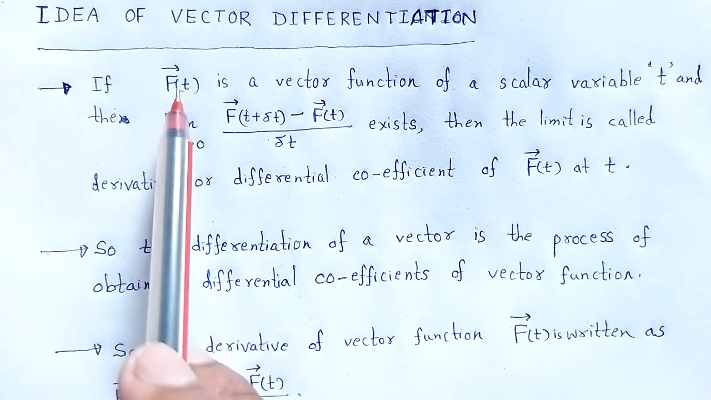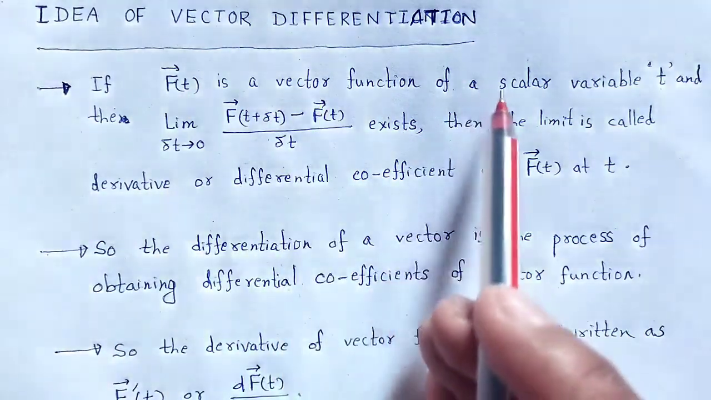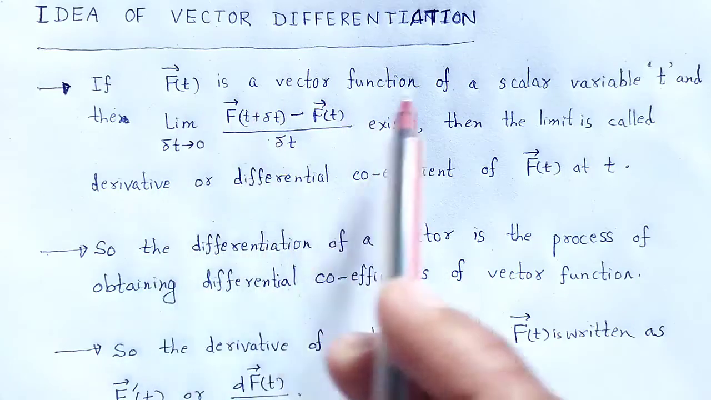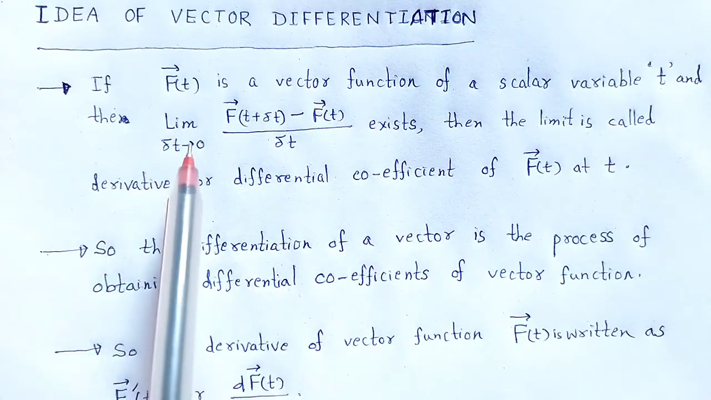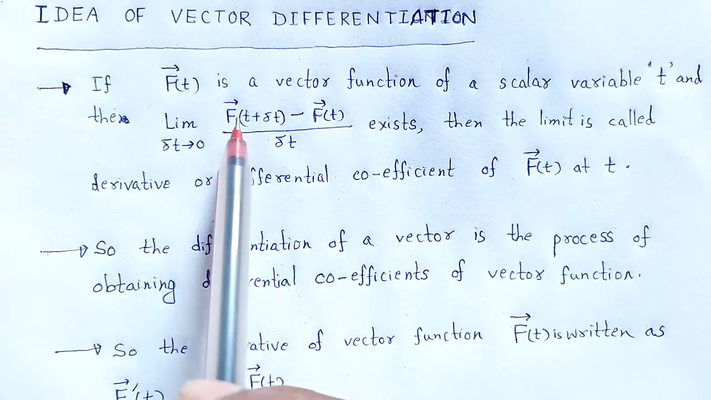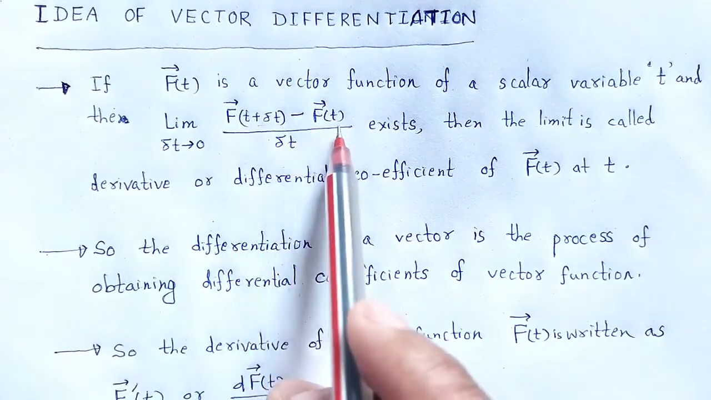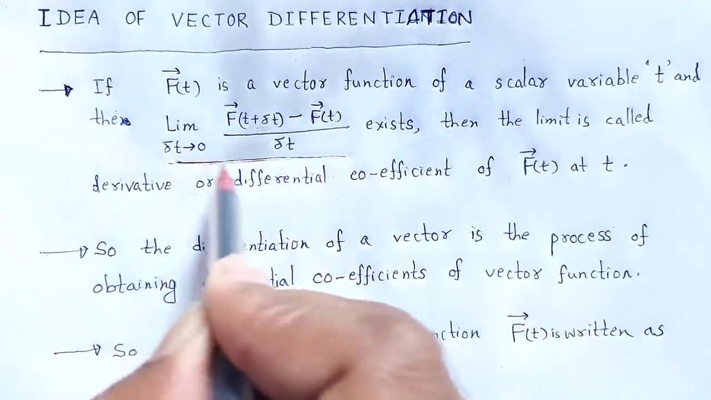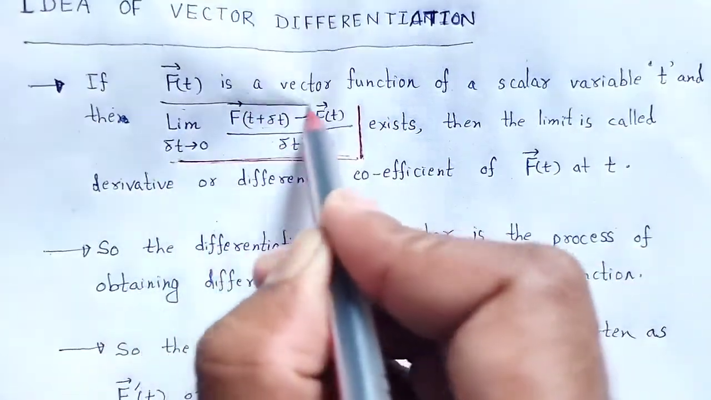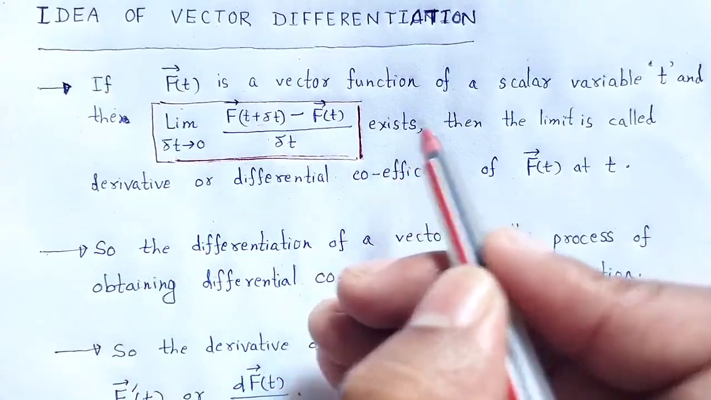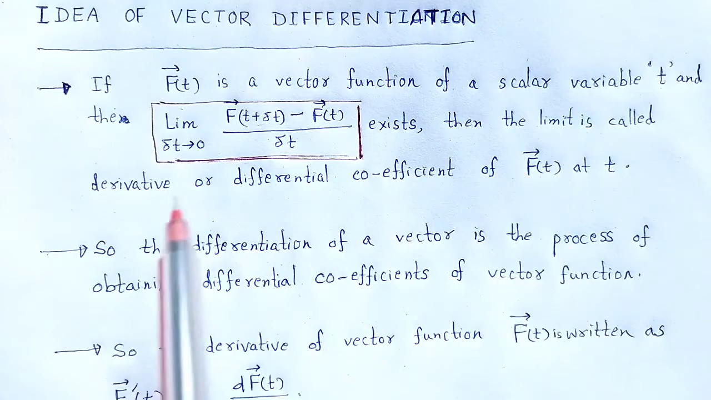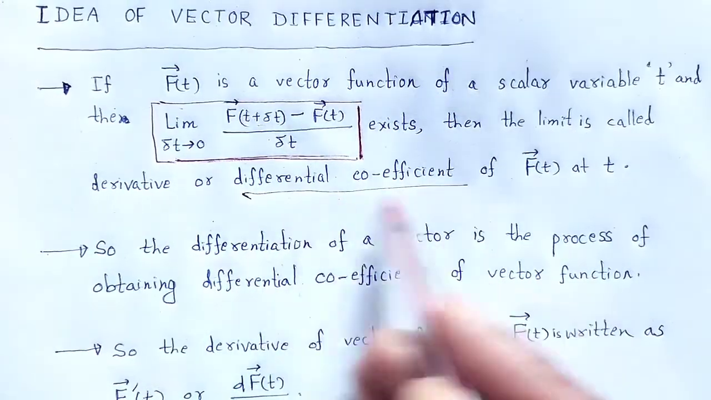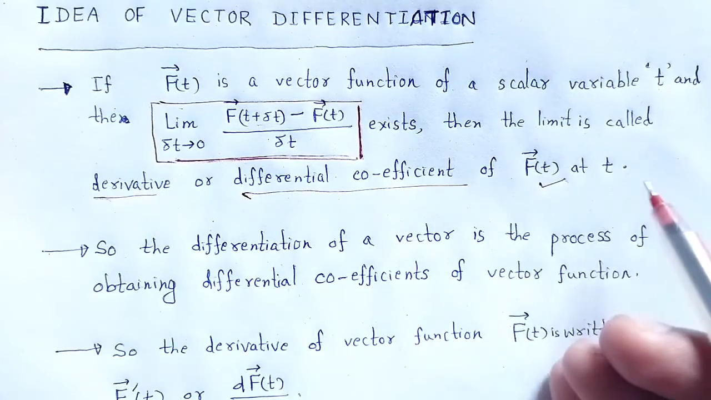If f of t is a vector function of a scalar variable t, and the limit as del t tends to 0 of f of t plus del t minus f of t divided by del t exists, then this limit is called the derivative or the differential coefficient of f of t at t.